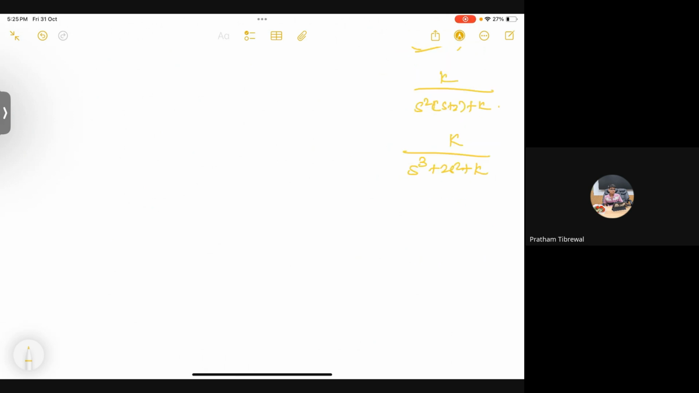Let's make the system S cube plus 2S square plus K equal to 0. So if you see, this becomes S cube plus 2S square, there is no S term, 0S plus K equal to 0. So now based on this K value, we can say the system might be stable or unstable, right?